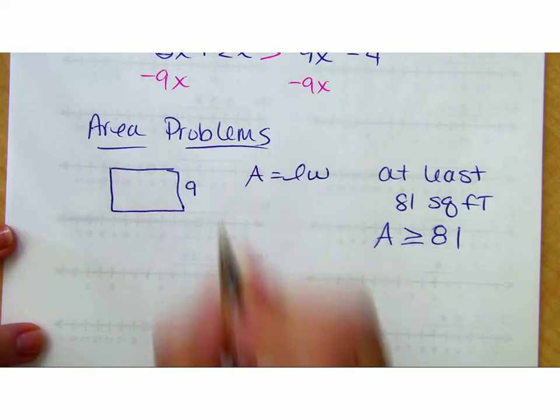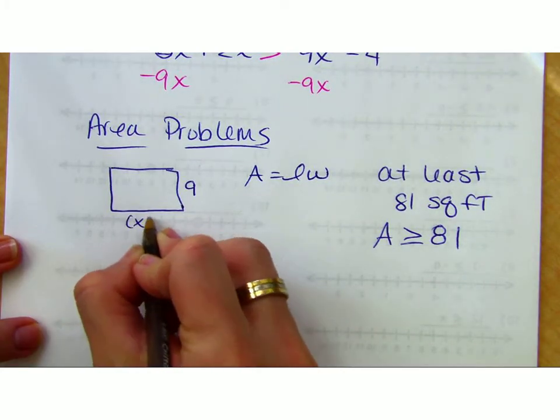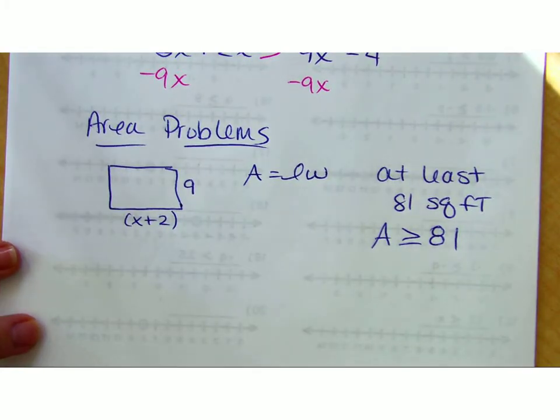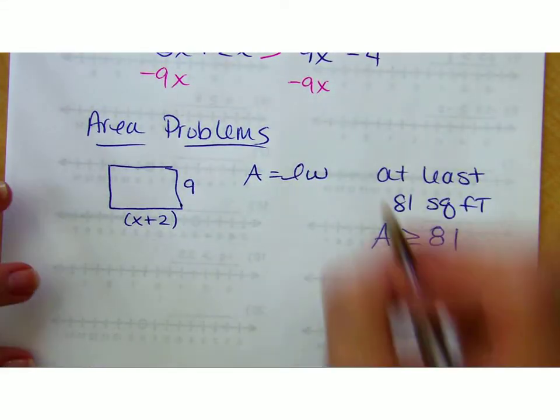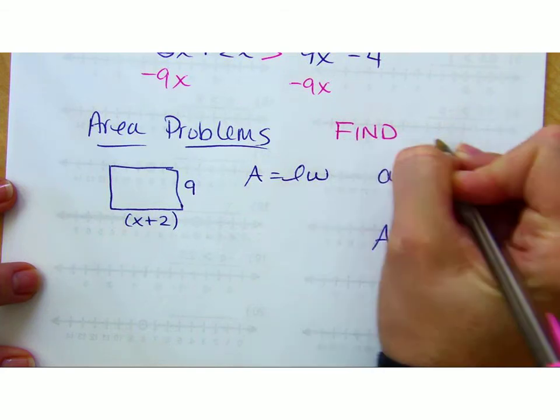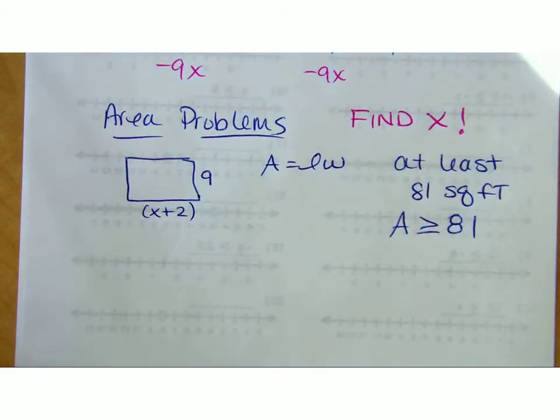This side length on my garden happens to be 9, and this is x plus 2. So for these area problems today, I'm not asking you to find the area. I'm going to be asking you to find x today. So guess what? I gave you all the information you need. You're probably already setting it up in your head, aren't you?